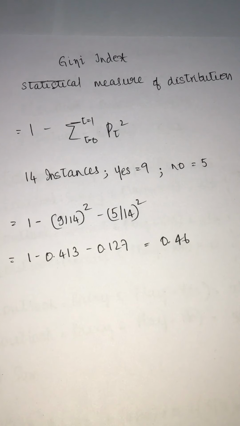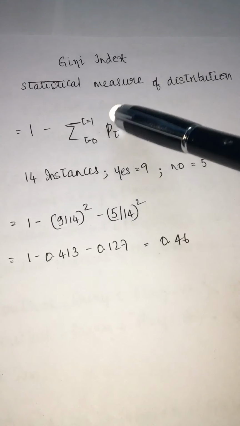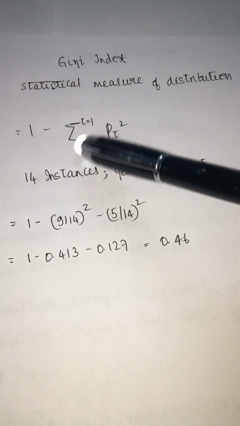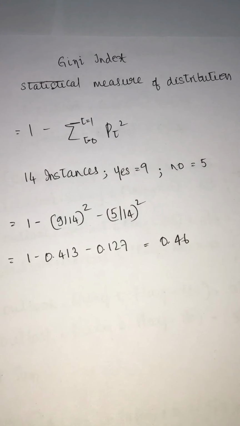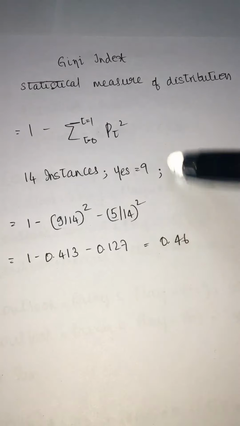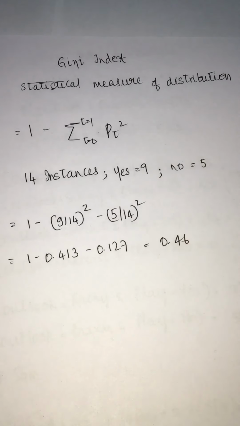The other metric is called the Gini Index. So what is Gini Index? Gini Index is a statistical measure of dispersion, or distribution, as a matter of fact. It's 1 minus the sum over t of p(t) squared. What does t denote over here? It is not a number; you have two unique values, yes and no. This is how you calculate the overall Gini Index.